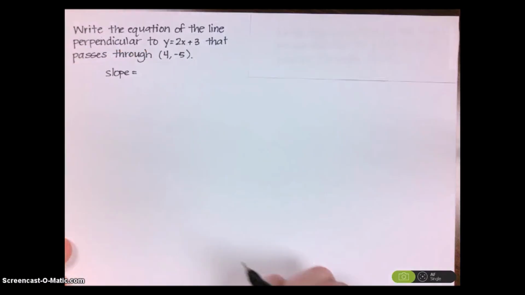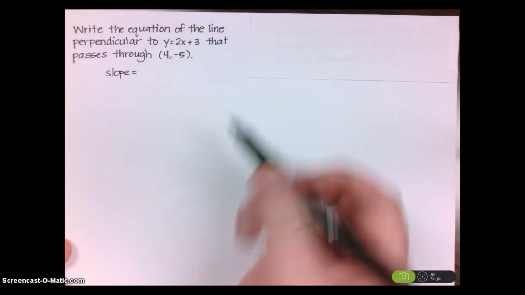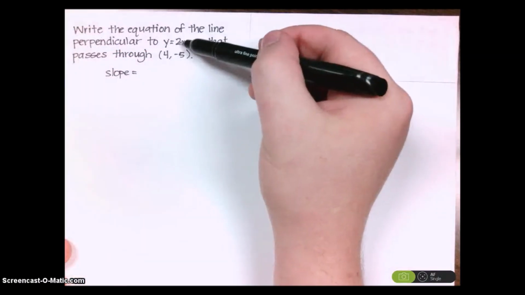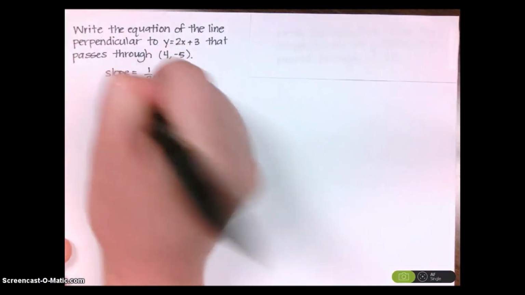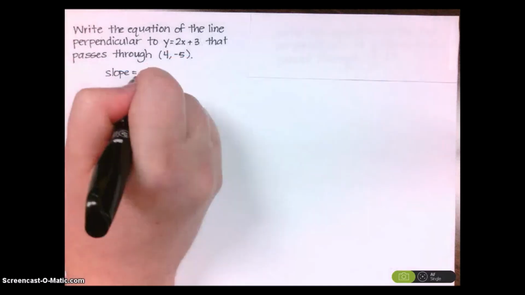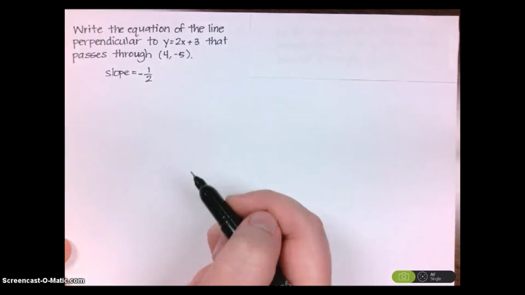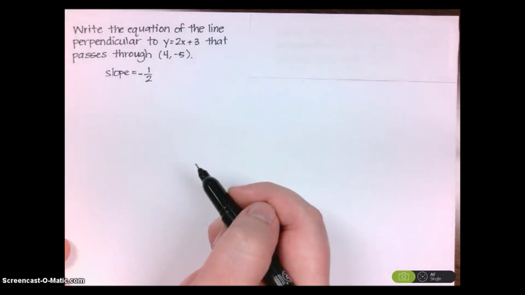So if they're perpendicular, what we learned earlier was that the slope is going to be the negative reciprocal. So if the slope I'm starting with is 2, the reciprocal of 2 would be 1/2. And if I'm finding the negative reciprocal, I would add a negative sign. So the slope of my new line is going to be -1/2.